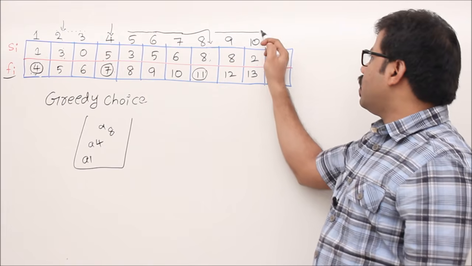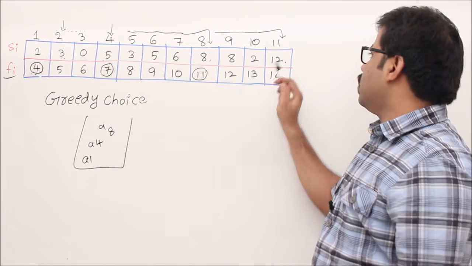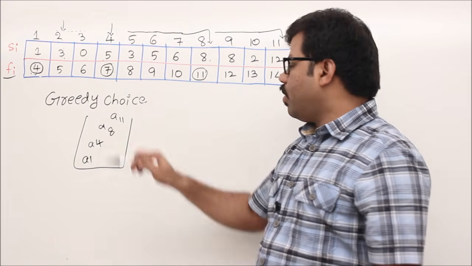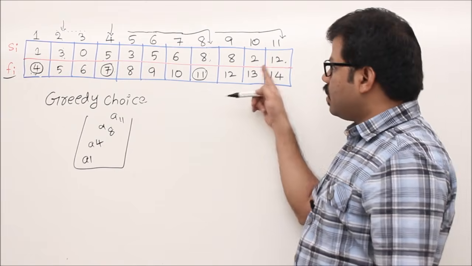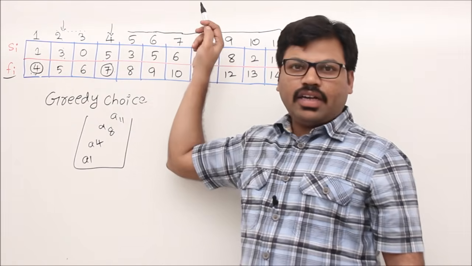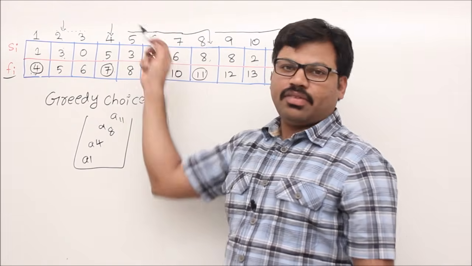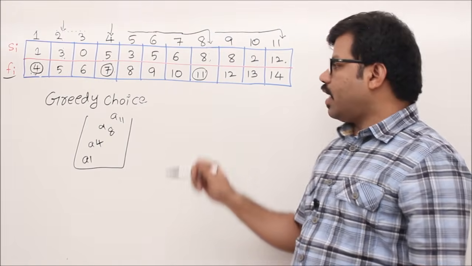Then is there any activity which starts after 11? Yes, 11. Pick it up. Do you remember one thing? While doing this strategy, we are always going forward, correct? So we are not oscillating in the array. Remember that point. Now we'll see the time complexity.